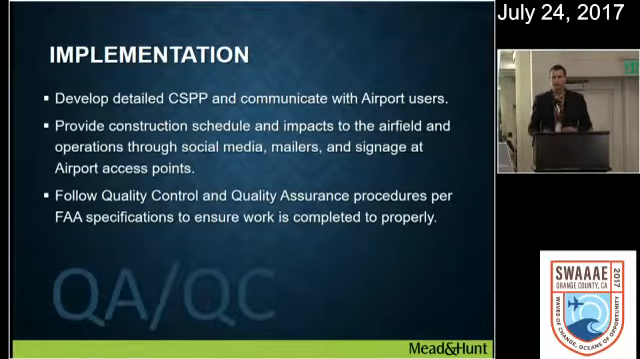So once you get through the planning, the environmental, and the design, the implementation is obviously the final stepping stone and a key part. So developing a detailed construction safety and phasing plan, especially if you're doing taxiway renaming conventions, changing taxiway pavements, to make sure that the alternate taxi routes or the localized airfield pavement closures are well communicated with the airport users. That can be through a combination of social media, mailers, signage at the airport access gates.